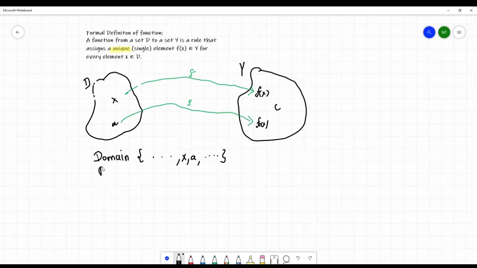And the range, guys, is going to be part of Y. It's going to include f of X and it's going to include f of A because they've been mapped. But guys, it will not include C. Not include C, okay? So sometimes we say that the range is a subset of Y, okay? All right, so this is a bit of theory. Let's look at some examples to help us understand this a little bit better.